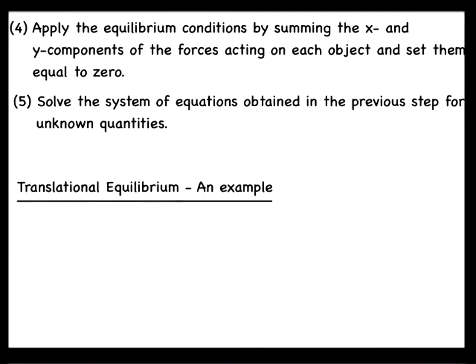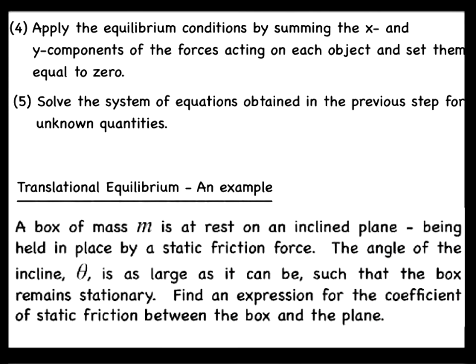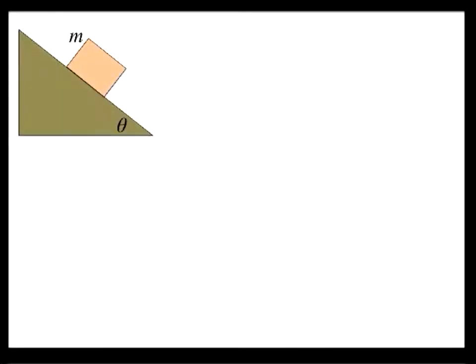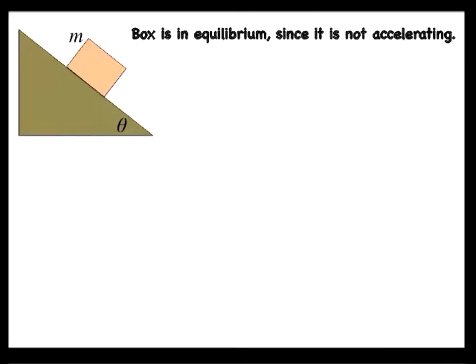A box of mass m is at rest on an inclined plane, being held in place by a static friction force. The angle of the incline, theta, is as large as it can be such that the box remains stationary. Find an expression for the coefficient of static friction between the box and the plane. We begin by sketching a figure of the problem if one is not provided for us. Step 1. We have one object in our physical system, the box, and it is in equilibrium since it is not accelerating. Step 2. Draw the free body diagram for the box.